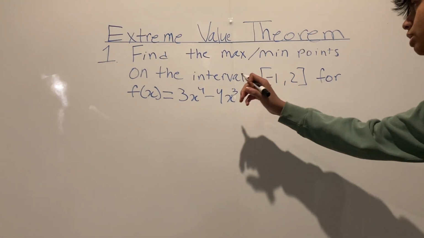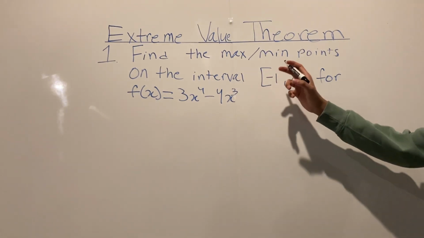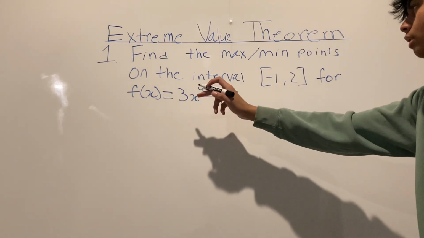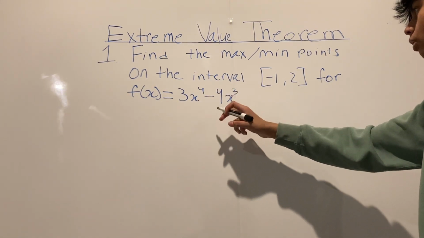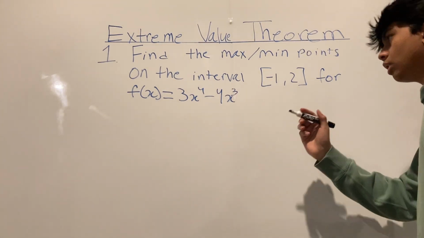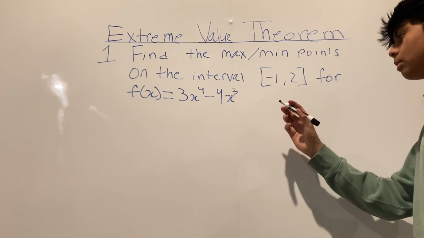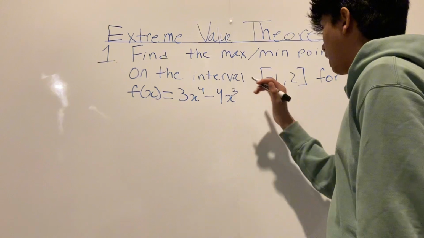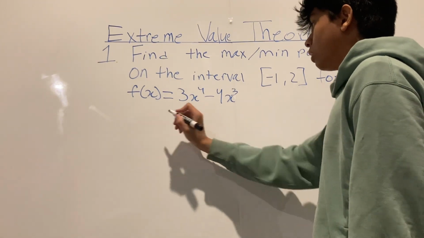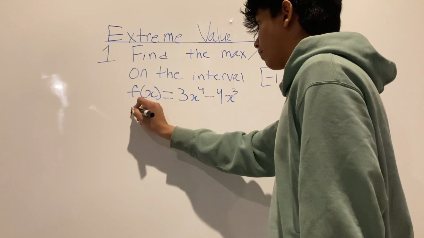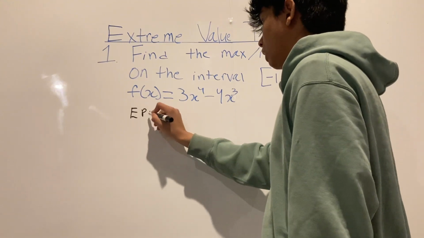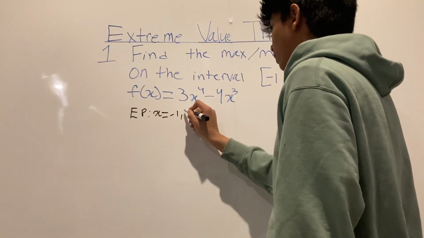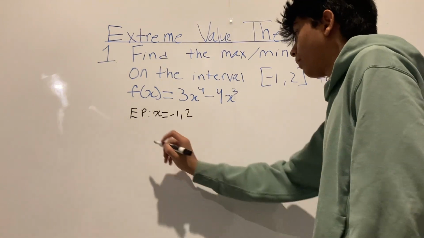Okay, so the first question says, find the max and minimum points on the interval -1 to 2 for the function 3x to the 4 minus 4x cubed. So to find the maximum and minimum points, the points that can be maximum and minimum are either the endpoints or critical points. So endpoints is just x equals -1 and 2, which is the interval that they gave.